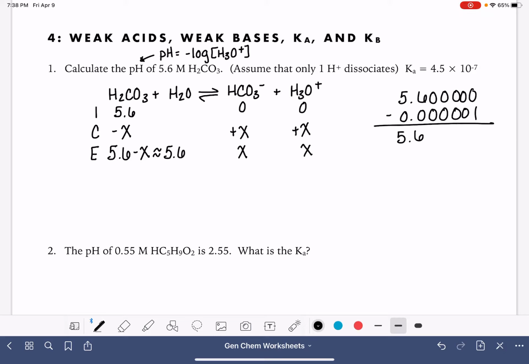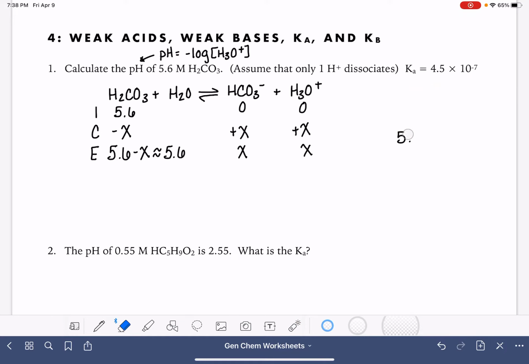It's going to round itself back to 5.6. So that's exactly what we're assuming here. We're assuming that X is a tiny number compared to 5.6, and that after the subtraction is done, it's still going to be 5.6. That's going to make solving for the value of X way easier.